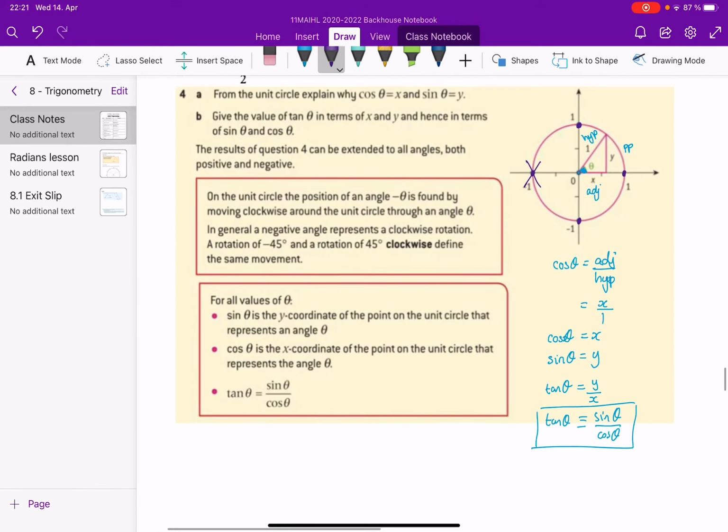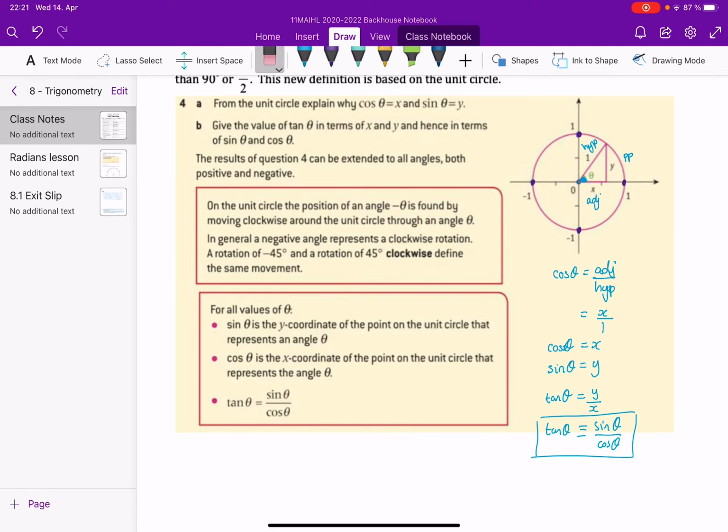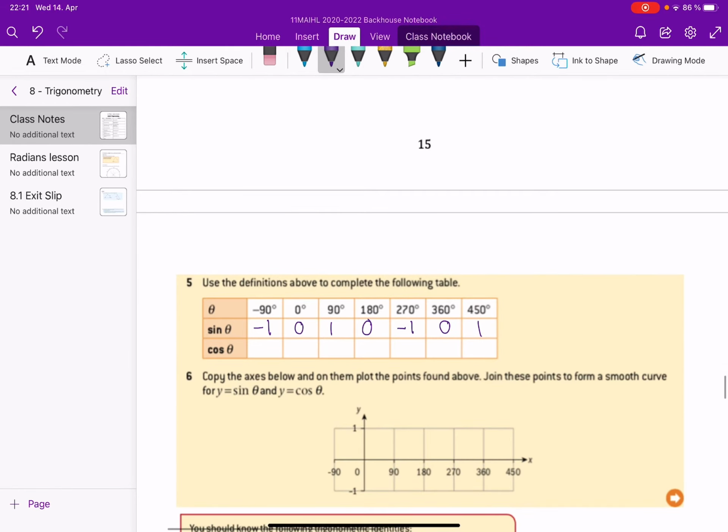Cos of... Oh, that wasn't negative 90 at all. I'm sorry. Negative 90 is down the bottom, of course. Yeah, that's negative 90 degrees. I've gone clockwise 90 degrees, and I want to find my x-coordinate. My x-coordinate there is actually 0.